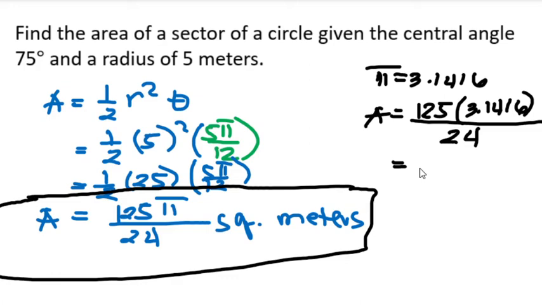So, do the math: 125 times 3.1416, and then divide by 24. The answer is 16.3625. Okay? The units are squared meters. It's not visible there, so I'll write it down here. So, that is squared meters.